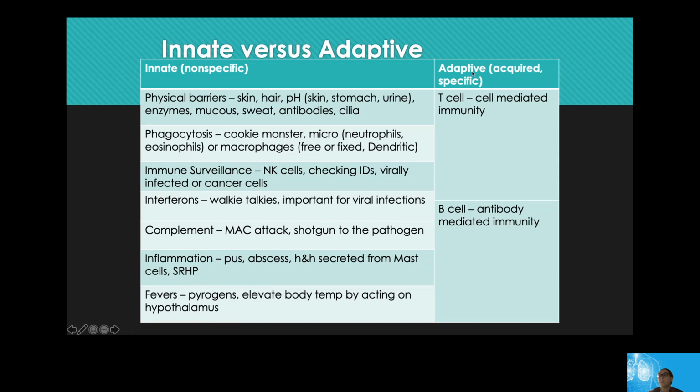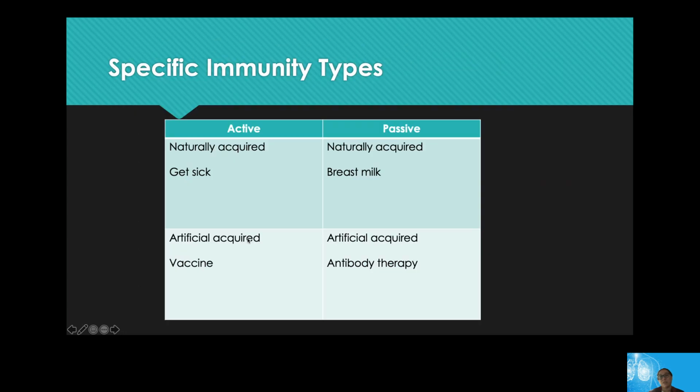But over your lifetime, you will acquire the other type of immunity, adaptive or specific immunity. And specific immunity can be done by the T cells or the B cells, but the ways that you get specific immunity vary between whether or not you get it actively or passively or naturally or artificially. If you want to use examples of each, I've got them here for you.